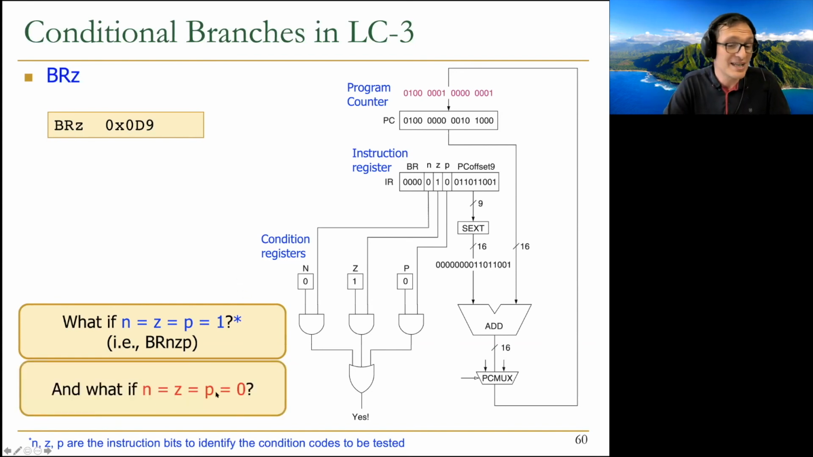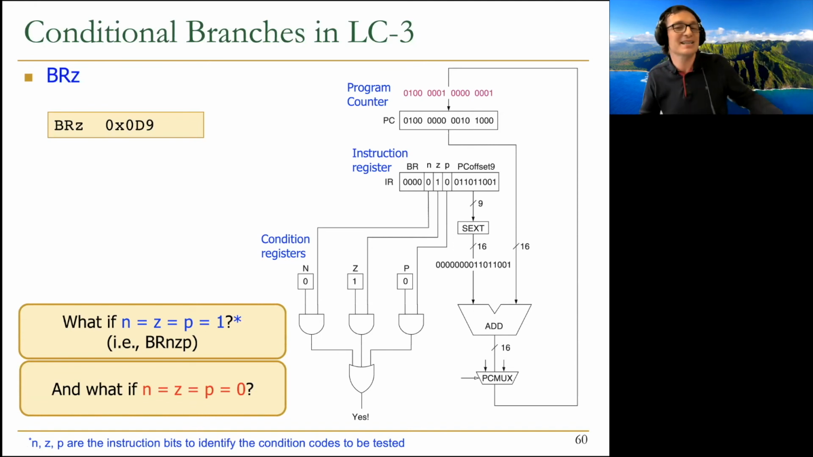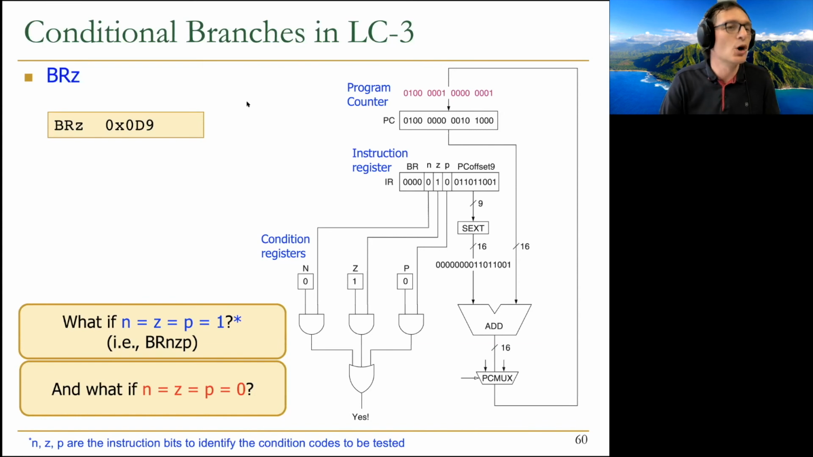Okay, and what if N, Z, P are all 0, meaning the instruction is not testing any of those? That means that this instruction is a no op, right? No operation. You're not testing anything, which means that you actually have a BR no op, if you will. The branch is always going to go to the next instruction, basically. So there are two corner cases over here.